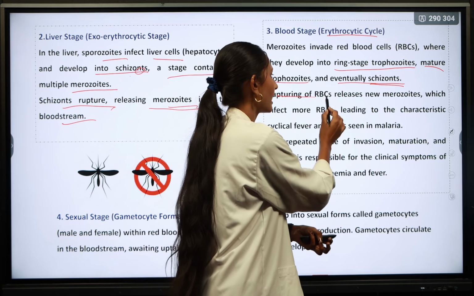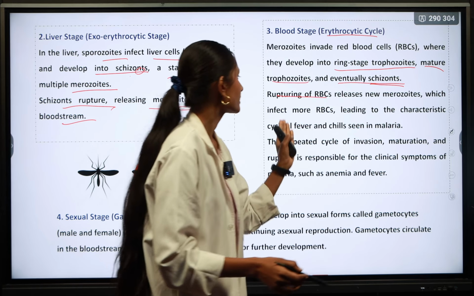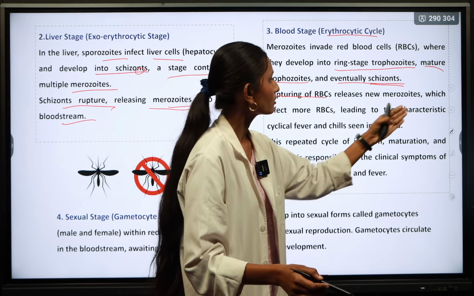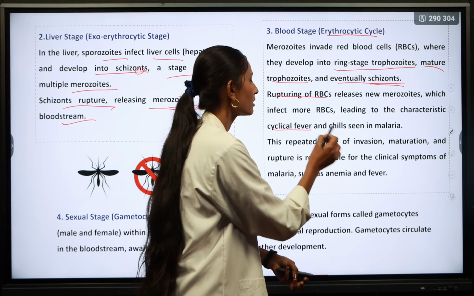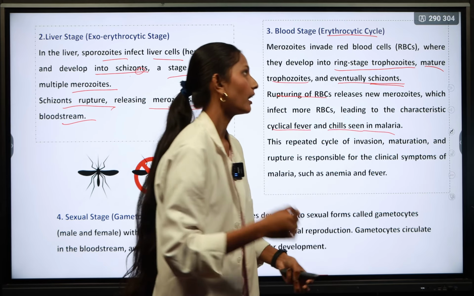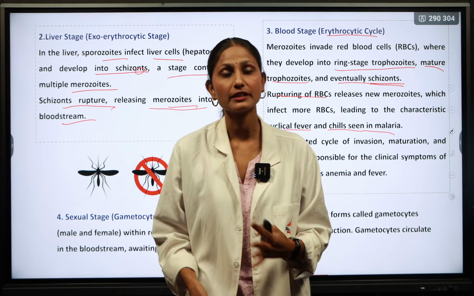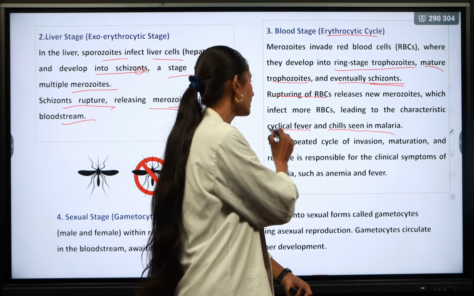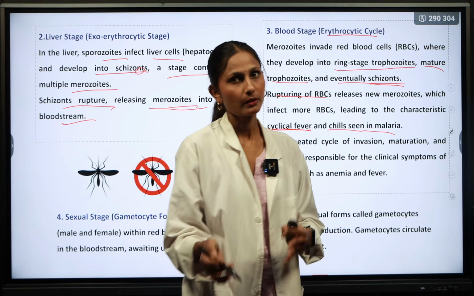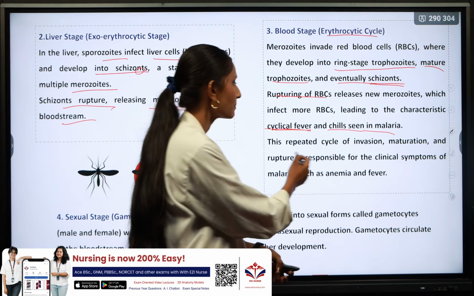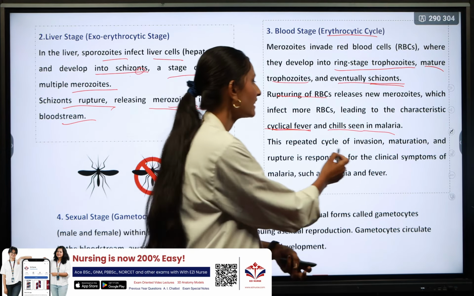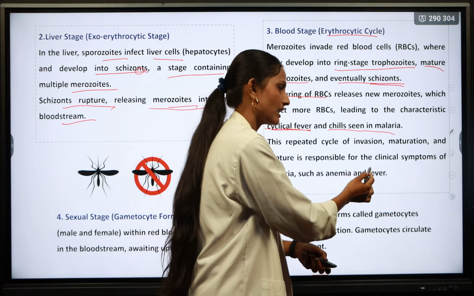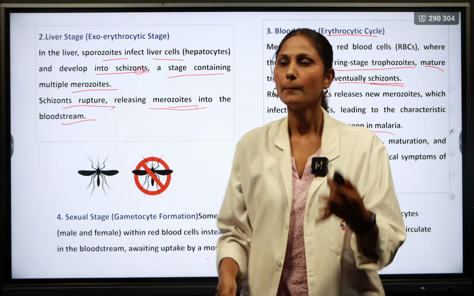Rupturing of the RBC releases new merozoites, which infect more RBCs, leading to the characteristic cyclic fever, and chills are seen in malaria. Because of this release of merozoites we can see symptoms in the patient. Fever and chills will be there in the patient of malaria. This repeated cycle of invasion, maturation and rupture is responsible for the clinical symptoms of malaria such as anemia and fever.